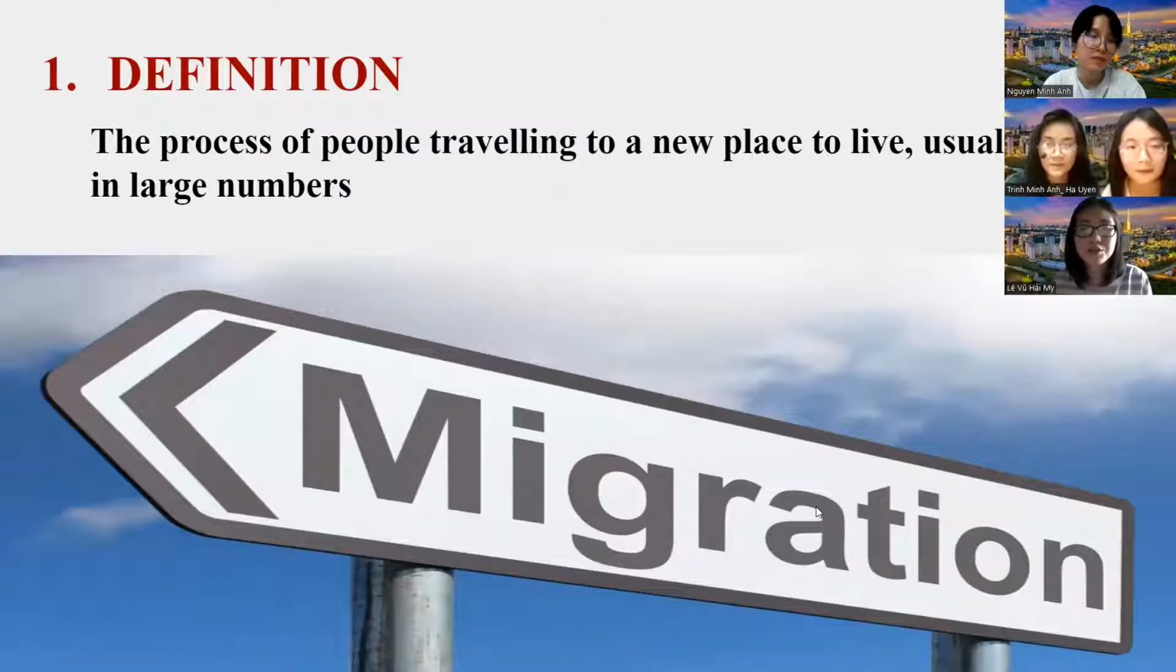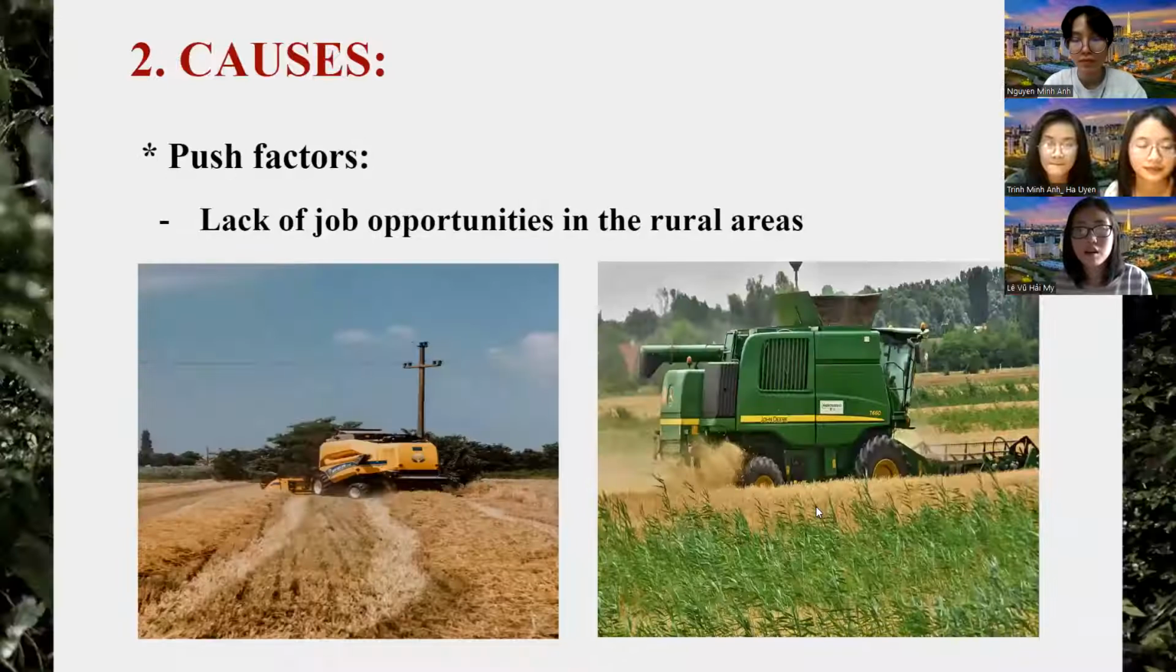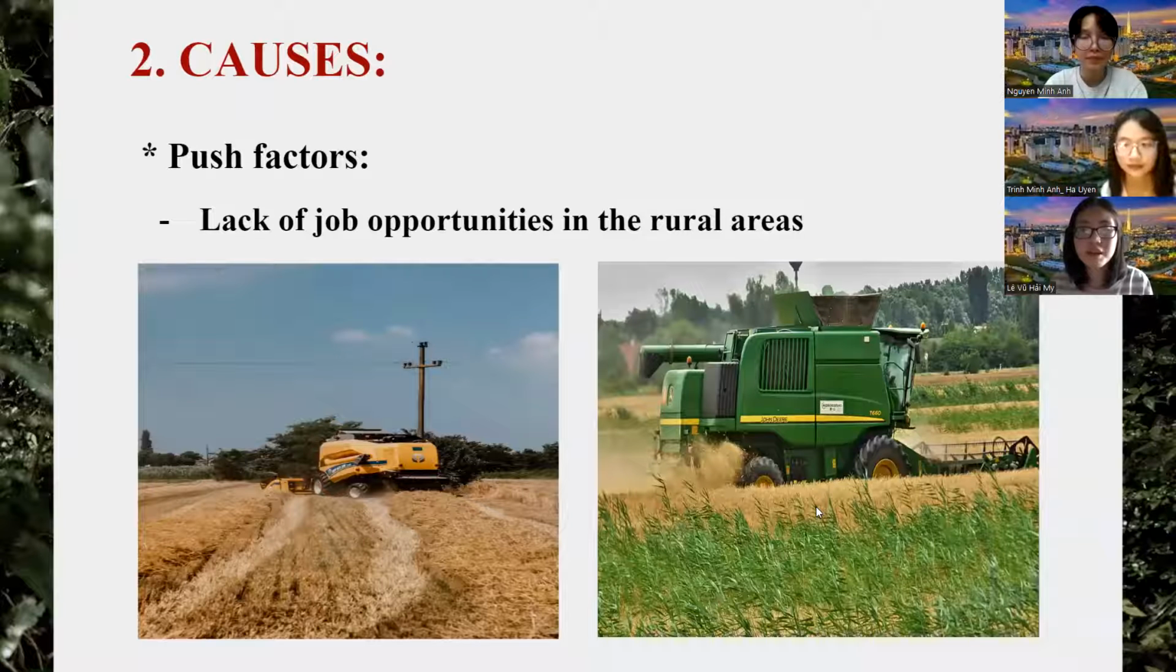Firstly, I will talk about the causes of migration. I will tell you about the first factor. Advances in machinery have increased the productivity of farm equipment, so fewer people are required to manage farming in the countryside. Therefore, the number of job opportunities in the countryside is decreasing and becoming less diverse.